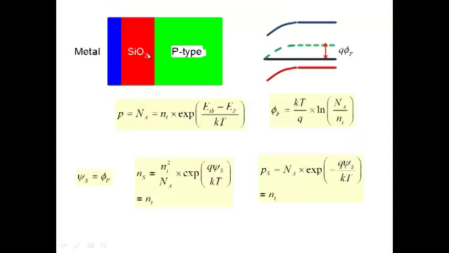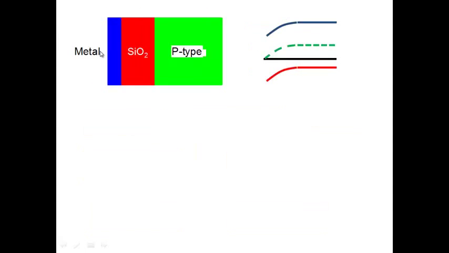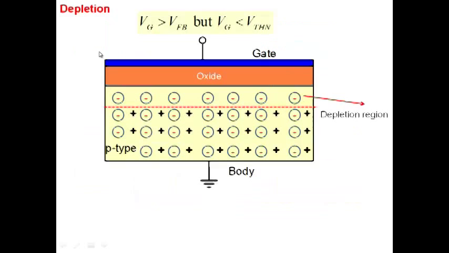See, at gate, this condition you can clearly see that I have to apply a gate voltage to pull the bands down. I have to apply a gate voltage which is positive over and above the flat band voltage. Go back here. I have to apply a gate voltage equal to flat band to create this condition. Now to pull the bands down, I have to apply a further positive voltage here. So that's why we are saying VG has to be greater than flat band, but VG has to be less than threshold voltage, because threshold voltage is when I have strong inversion here. So depletion condition is this: VG greater than V flat band, VG less than threshold.